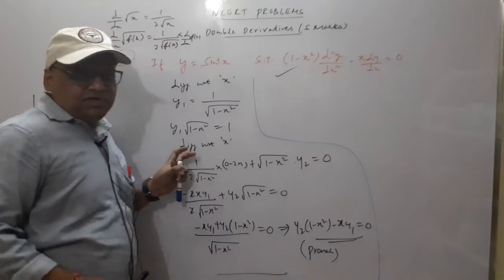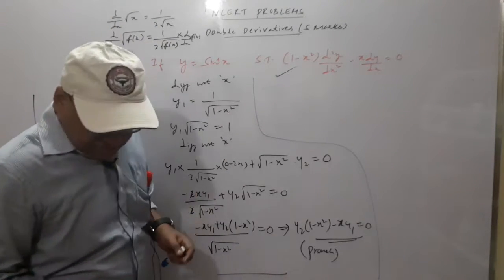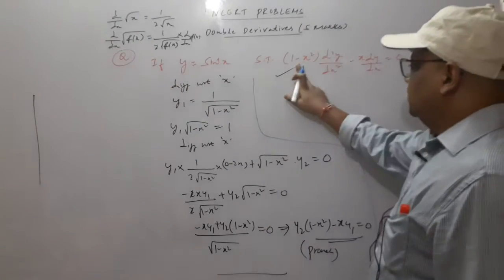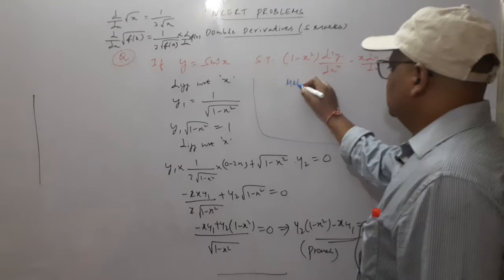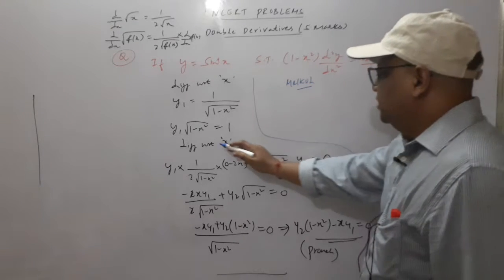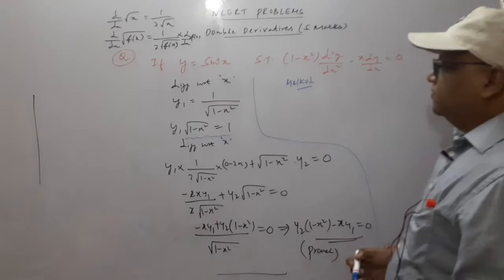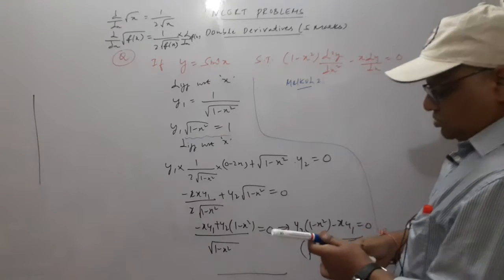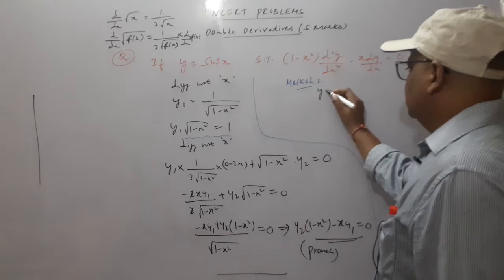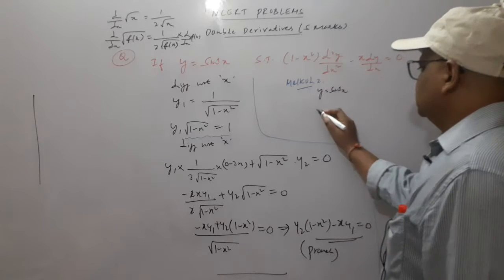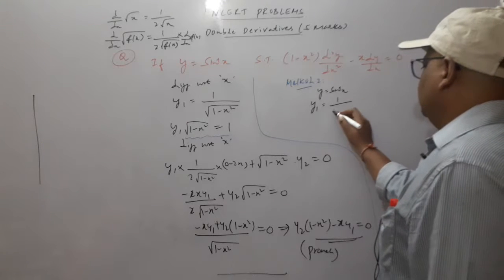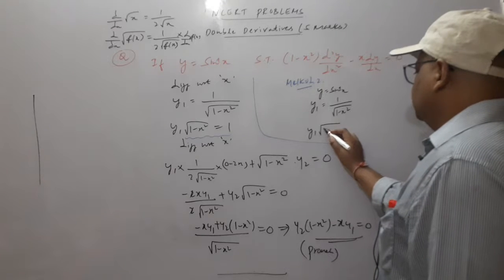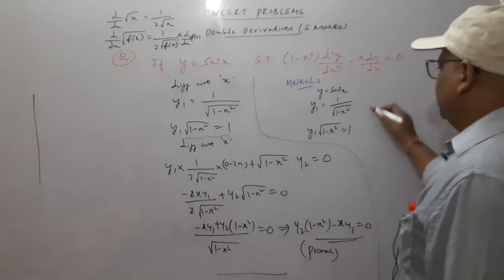Now the same problem can be done in a different way also. So let me write that. Let me call it method 2. Till here it remains the same, there is no difference. See, I will take the same value, y is equal to sine inverse of x. So y1 is equal to 1 by root of 1 minus x square. Now you cross multiply, y1 into root of 1 minus x square is equal to 1.